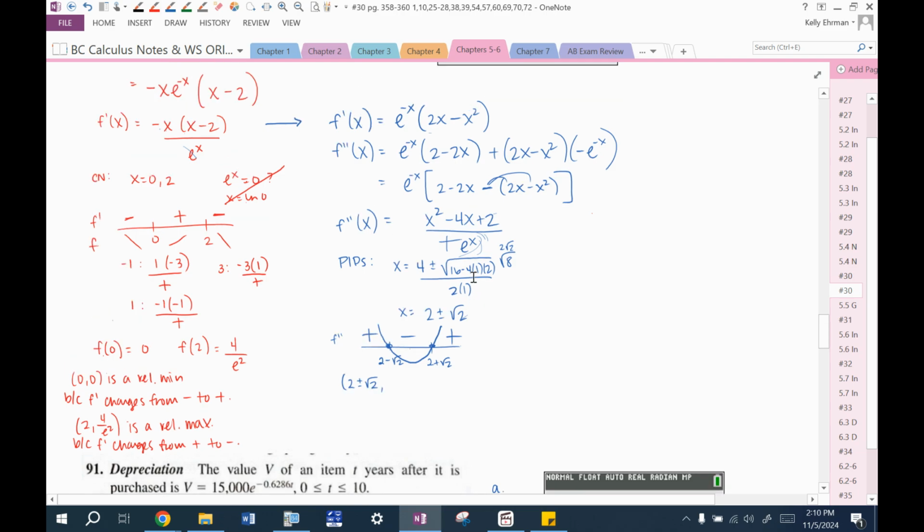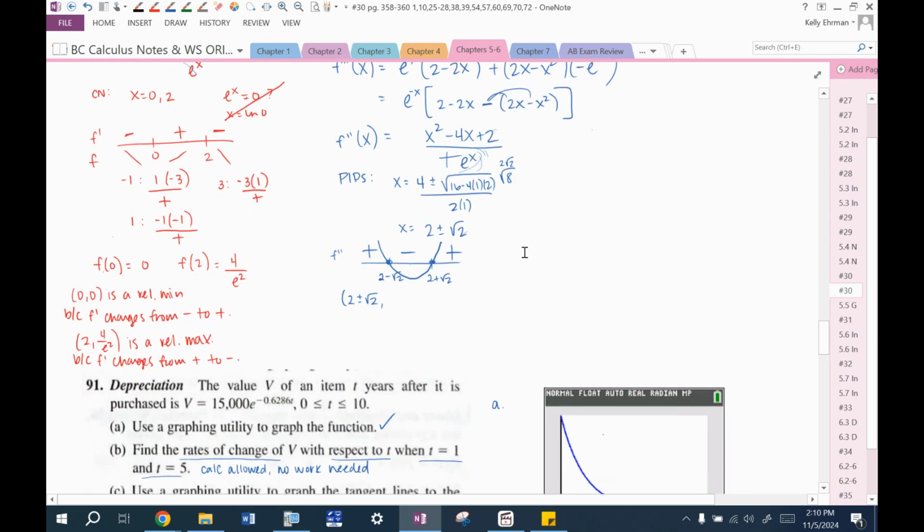And what would f of that be? f was that quantity squared times e to the negative that quantity. This is very lazy of me, but I don't think we're going to have something that ugly, I would imagine, on the AP test.